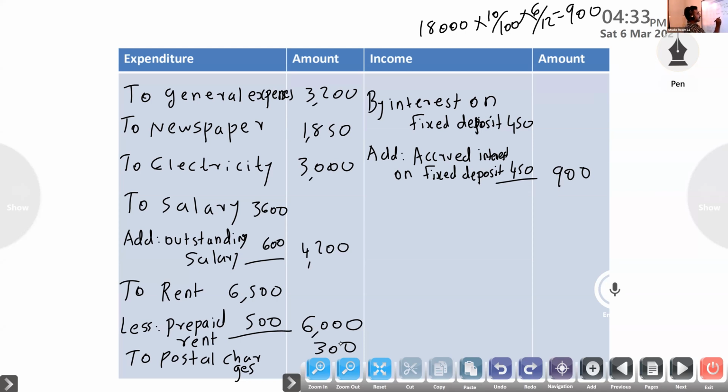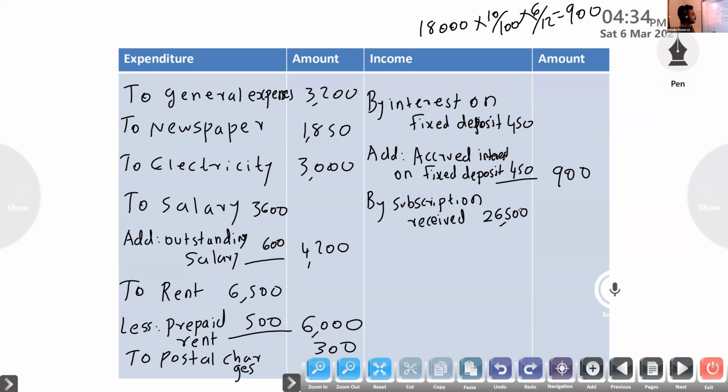Next one, receipt side we have to look at. First one, subscription. By subscription received. So here adjustment is there. Current year amount you have to write. 31st December 2017. So 2017, 26,500.